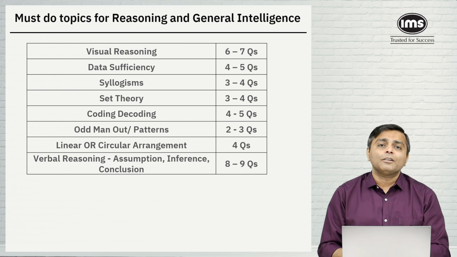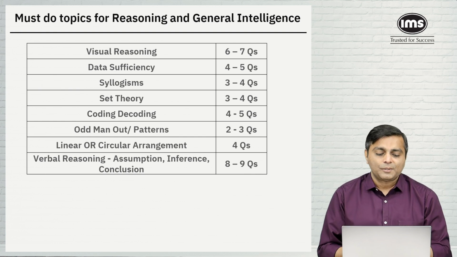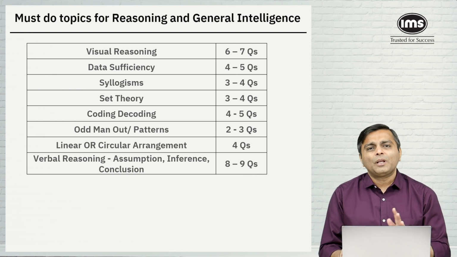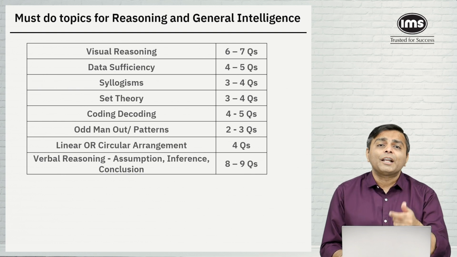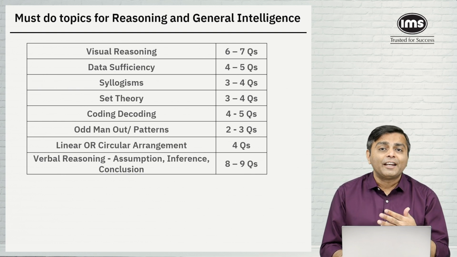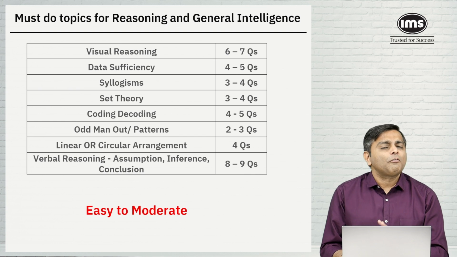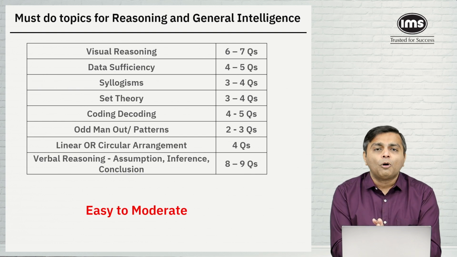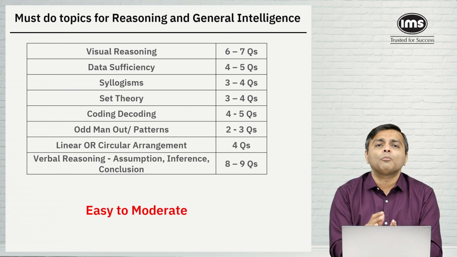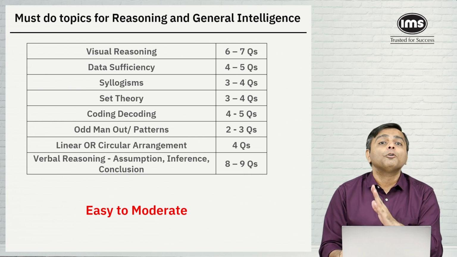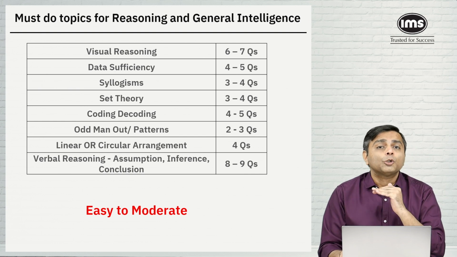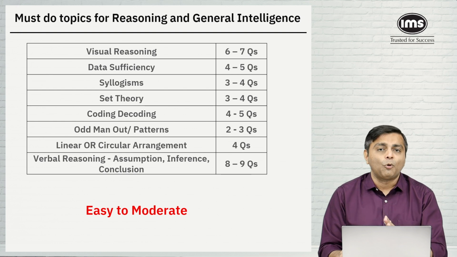Verbal reasoning, you see assumption questions, inference questions, conclusion questions, 8 to 9 questions, all of them pretty simple. Even the arrangement set was not very difficult. So overall we felt it was an easy to moderate section. Definitely more than 30 questions to be attempted in this particular section. And if you are quick with logic, you should try and leverage this section the most.